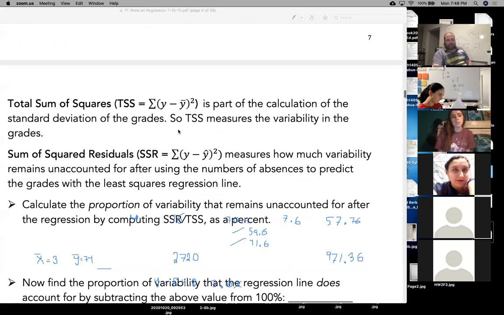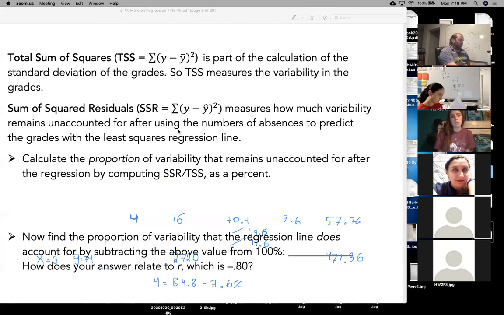Okay. So what exactly is the total sum of squares that we're calculating? The total sum of the squares is part of the calculation of the standard deviation of the grades. So what TSS measures is the variability in the grades. It's the variability in the Y's. The sum of the squared residuals, the last column, measures how much variability remains unaccounted for after using the number of absences to predict the grades.